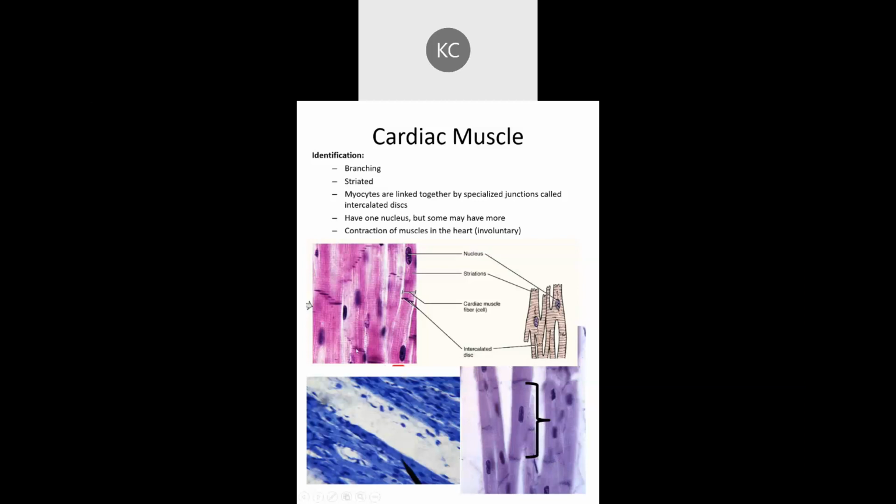These intercalated discs serve to join and link adjacent cardiac myocytes together. And as a part of this intercalated disc, there is something called a gap junction. And the gap junction allows ions and the electrical impulse to flow quickly from one cell to the next. And so this allows our heart to contract as one functional unit. Okay, so these cells generally have just one nucleus, but some of them may be binucleated or have more than one. But usually they're going to have one. So this is another difference between cardiac muscle and skeletal muscle.